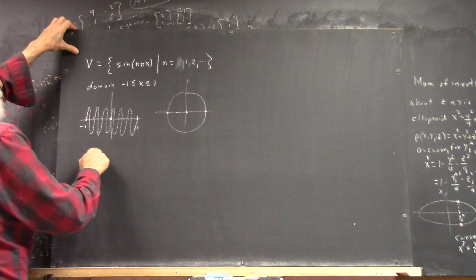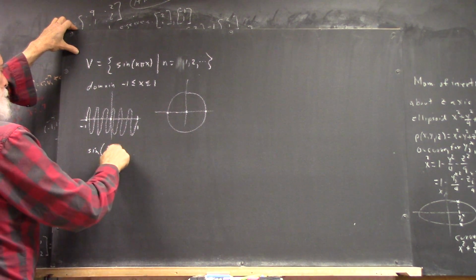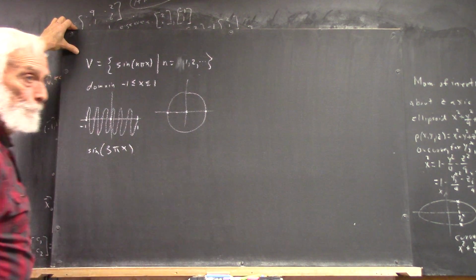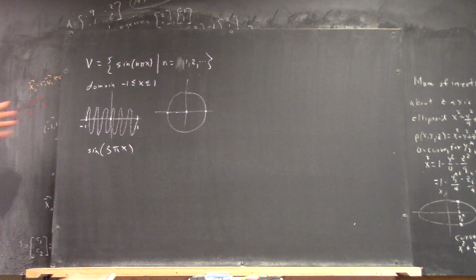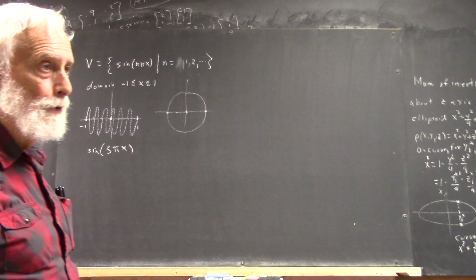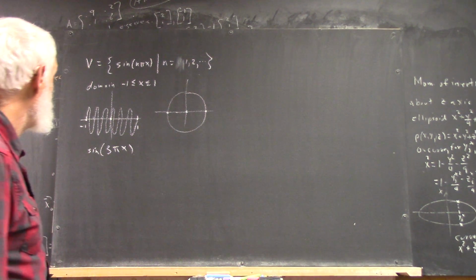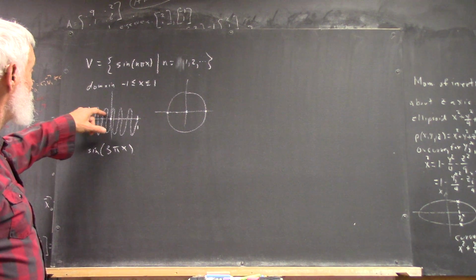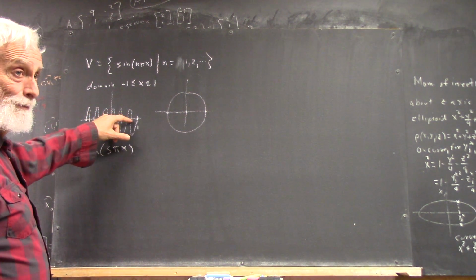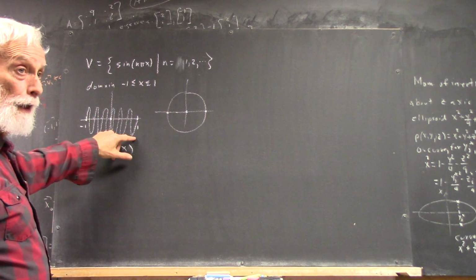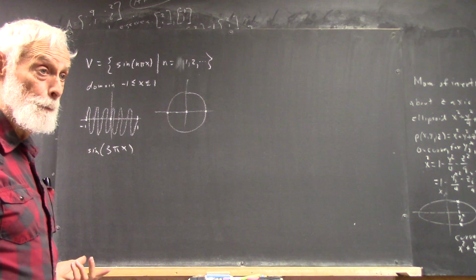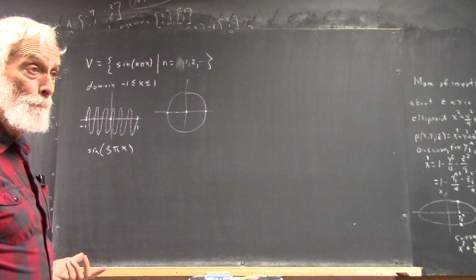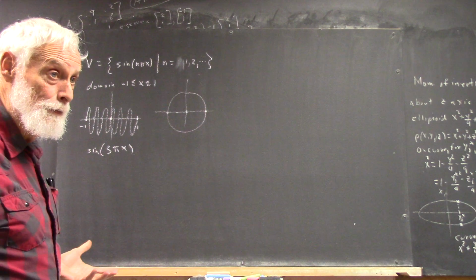Okay, here's the sine of 3 pi x. That's what the graph will look like. I mean, it'll be a little prettier than what I drew, but that's what it'll be. Okay? Now, each of these arcs above or below the axis has exactly the same area, right? Because of the symmetries and so forth.